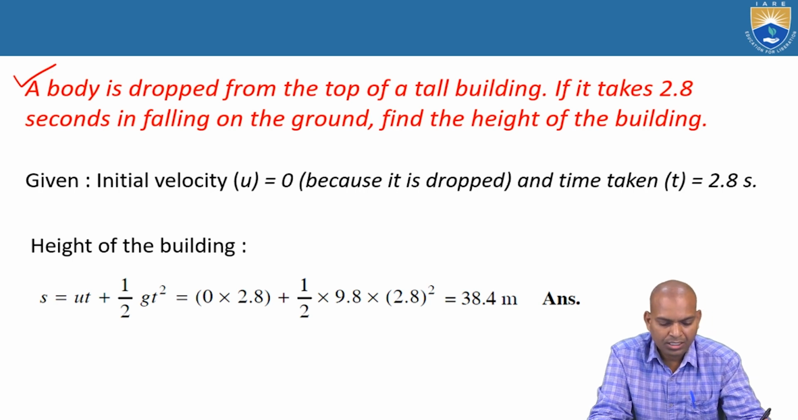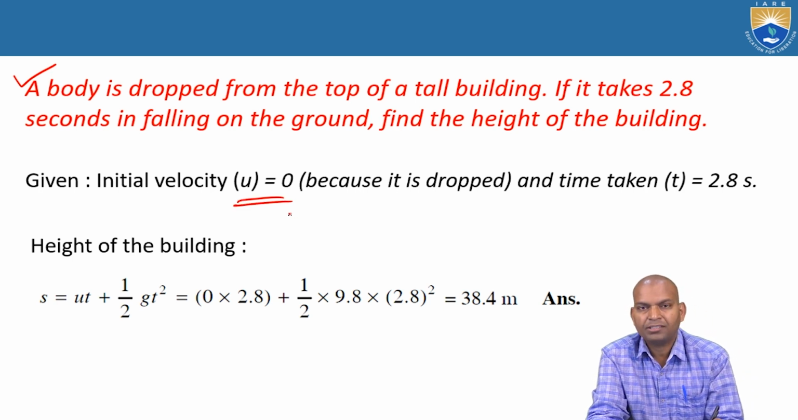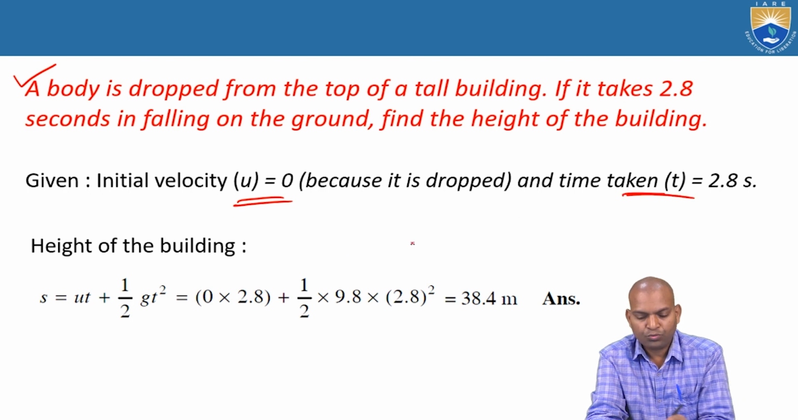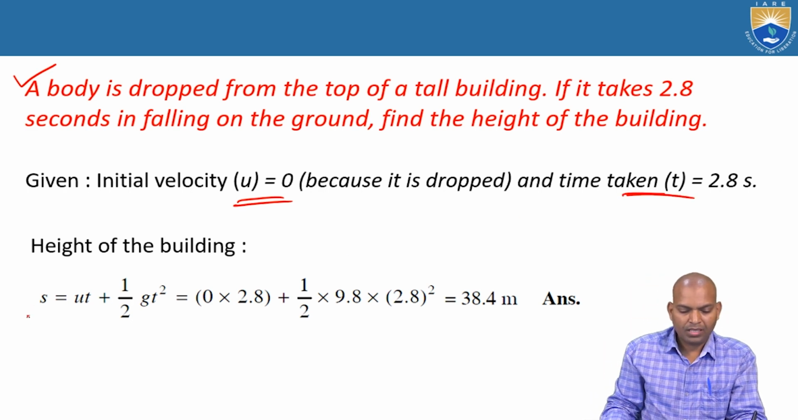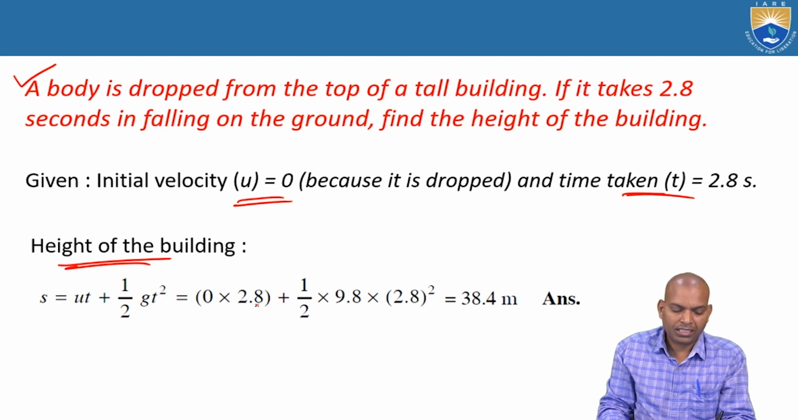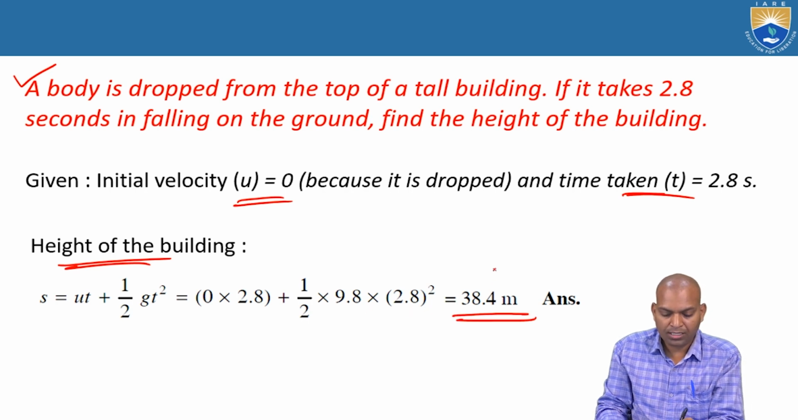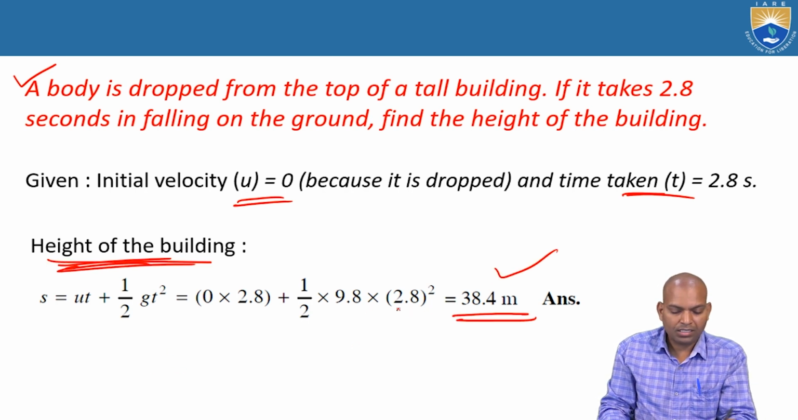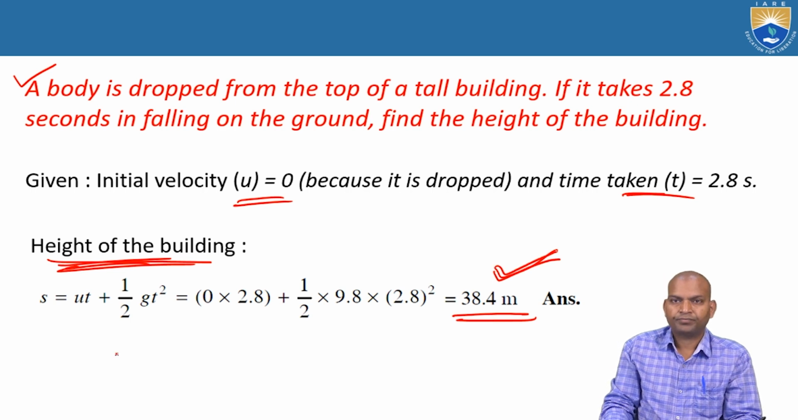Here, the initial velocity equals 0 because it is dropped, and the time taken is 2.8 seconds. Plugging these values into the equation, s = ut + ½gt². Here u = 0, t is 2.8 seconds, and g = 9.8. So s = ½ × 9.8 × (2.8)², that is 38.4 meters. That is the height of the building.